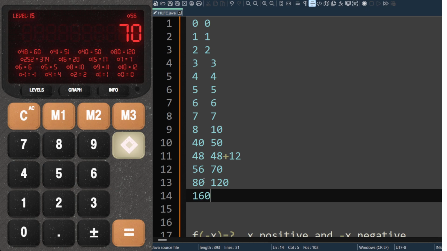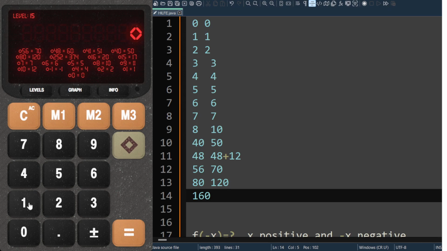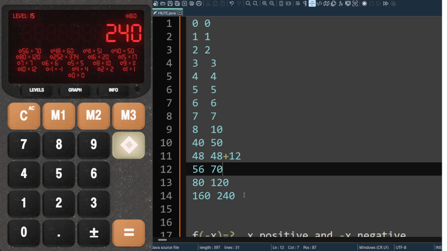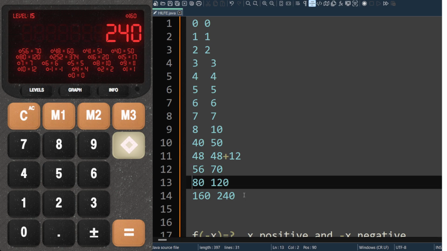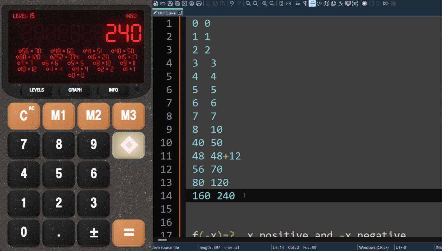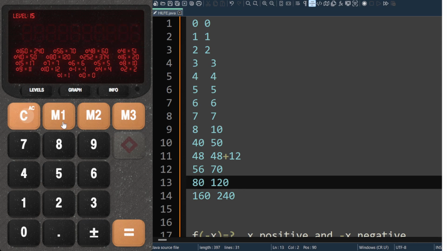How about 160? What happens then? I still haven't figured out the function yet. 240. This is a doubling of that. This is doubling that. I don't know. This one I find okay. Let's check out more of the multiples of 8.